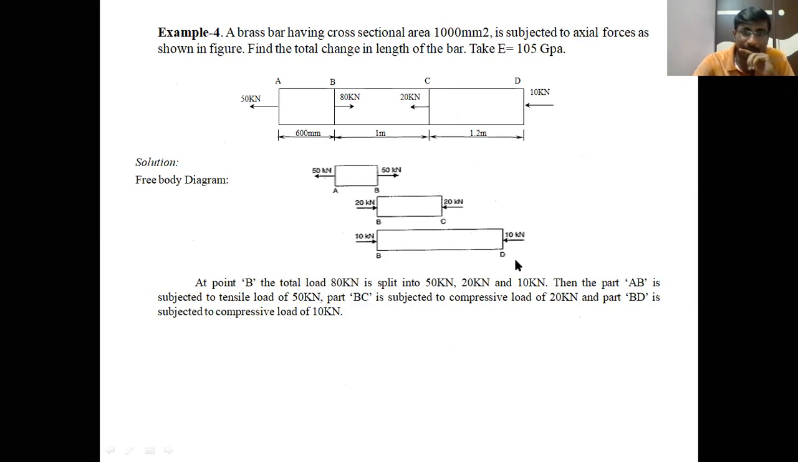If we take from point B to D, how much is the length? 1 meter plus 1.2 meters, that is 2.2 meters. 2.2 meters means 2200 mm. So the second part length is 1000 mm. Third part length is 2200 mm. First part length is 600 mm.